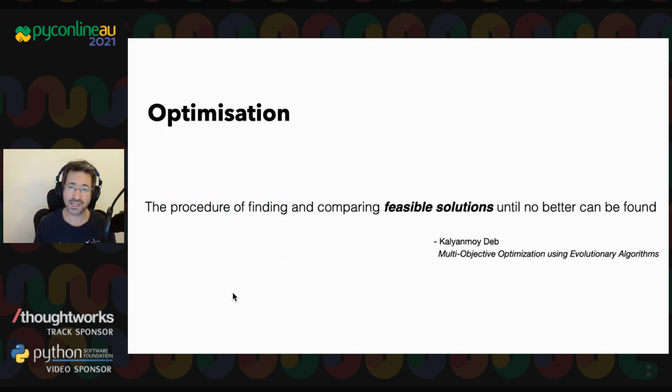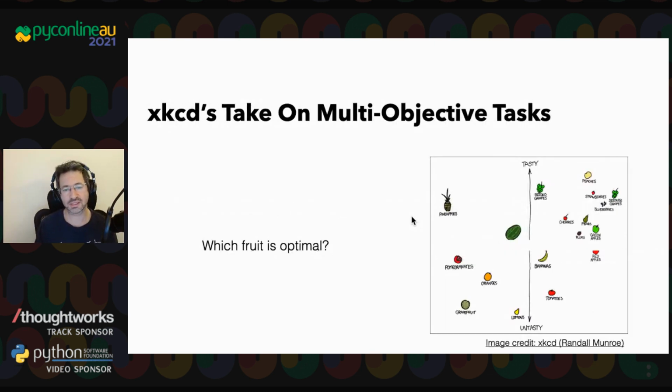Optimization means different things to people. So for practitioners, I like this definition by Professor Deb: a procedure of comparing feasible solutions until there are no more that can be found, either practically or just in terms of resources.